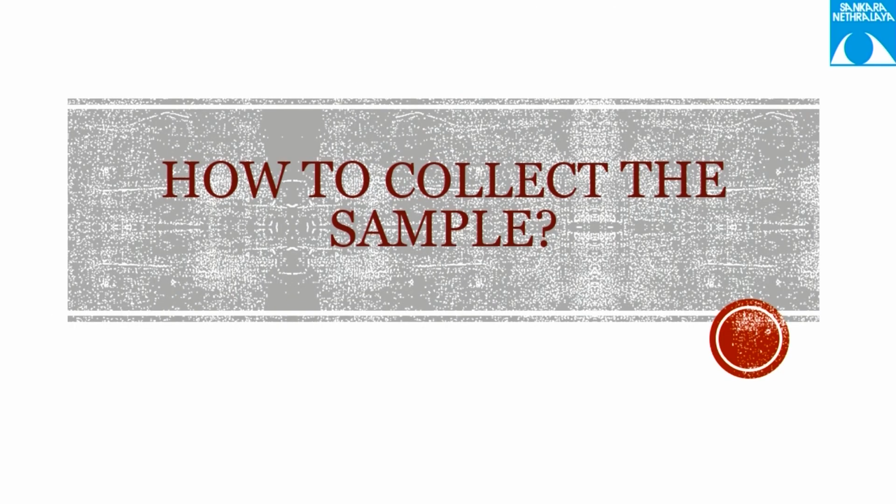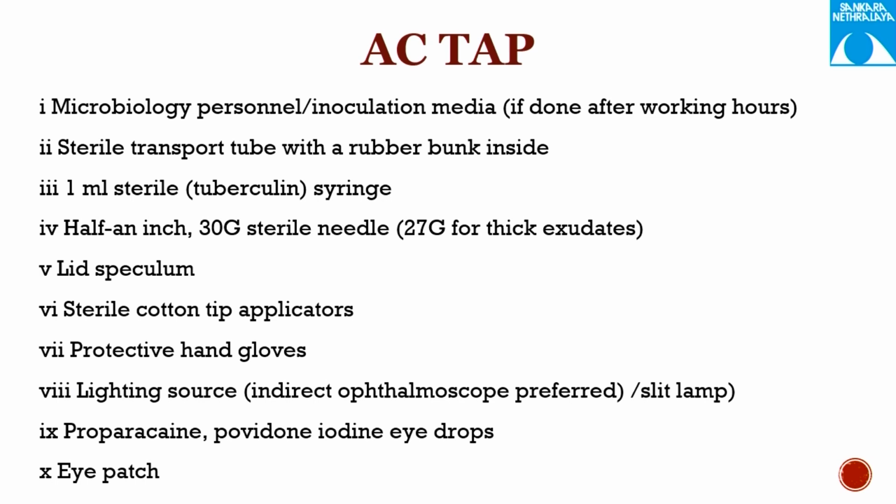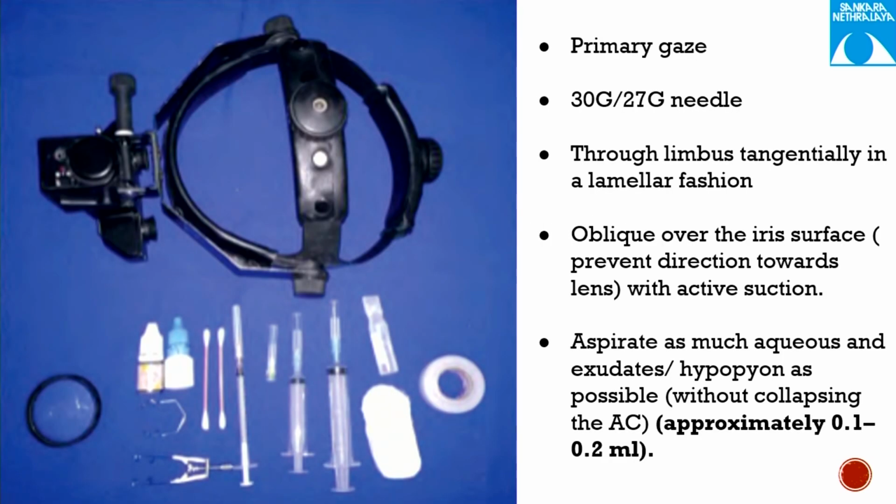So how to collect the sample? First we come to AC tap. The requirements are an indirect ophthalmoscope, indirect ophthalmoscopy lens, 20D lens, proparacaine, povidone-iodine, eyelid speculum. There should be a sterile cotton applicator, tuberculin syringe, 30 gauge needle, and eye patch.